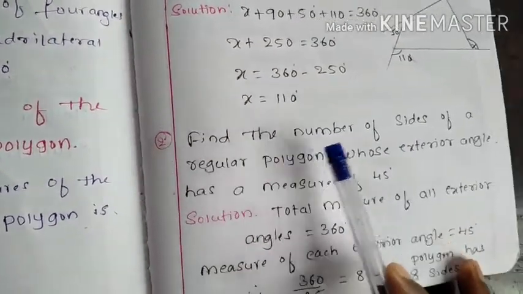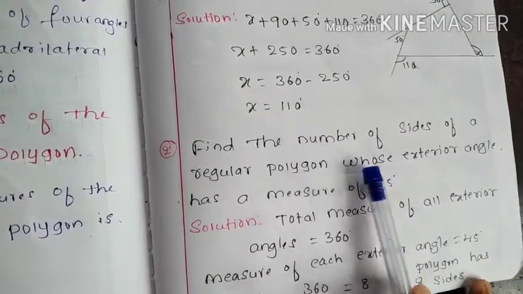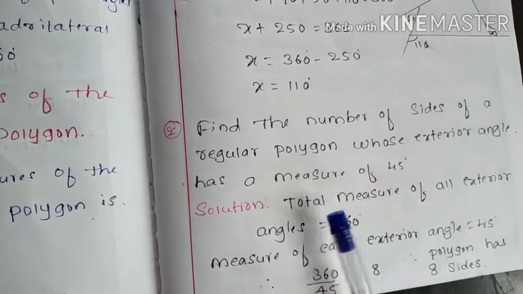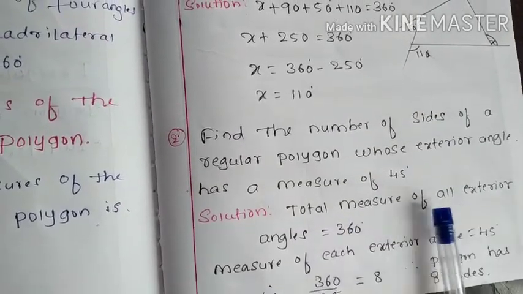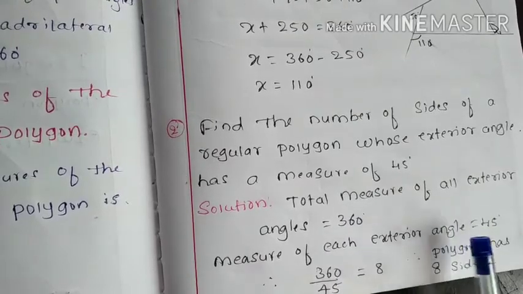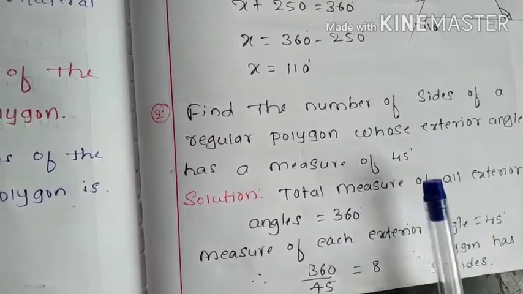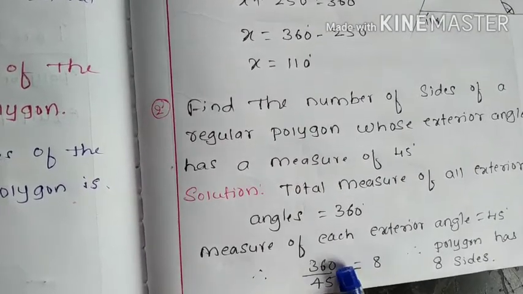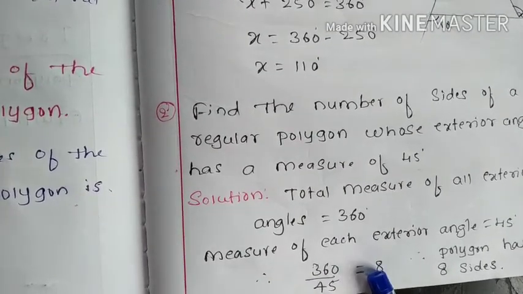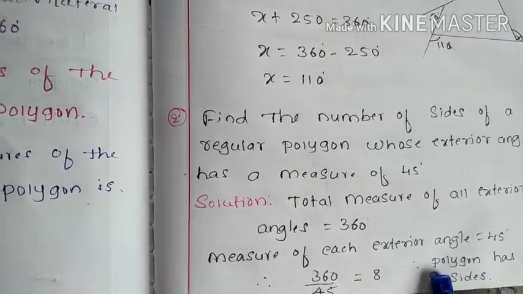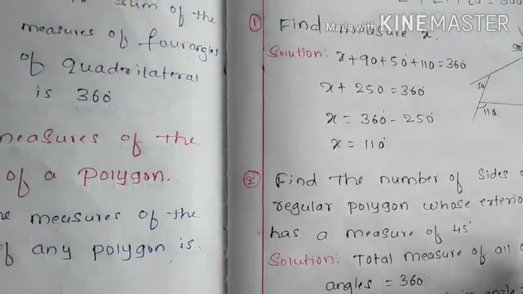Next one, find the number of sides of a regular polygon whose exterior angle has a measure of 45 degrees. Solution: total measure of all exterior angles is 360 degrees. The measure of each exterior angle equals 45 degrees, as given. So to find the number of sides, 360 divided by 45, we get 8. Therefore, the polygon has 8 sides. Okay, so it has 8 sides.